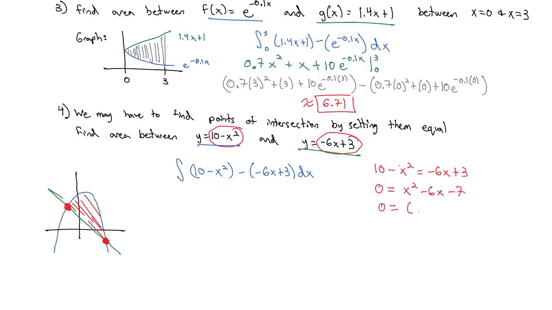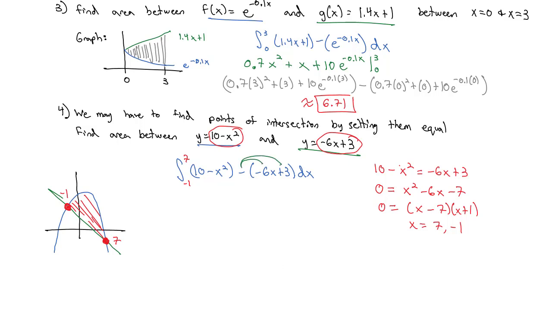This then can factor to x minus 7 times x plus 1, which means our x's are equal to 7 and negative 1. So this one at the right is 7. The one on the left is negative 1. So going from smallest to largest, then, we now know our limits of integration are from negative 1 to 7. Let's go ahead and solve it.